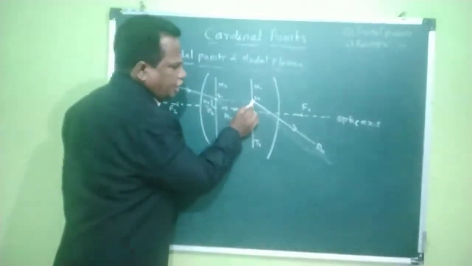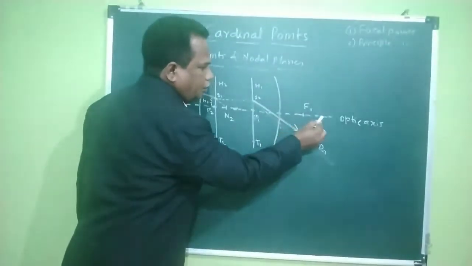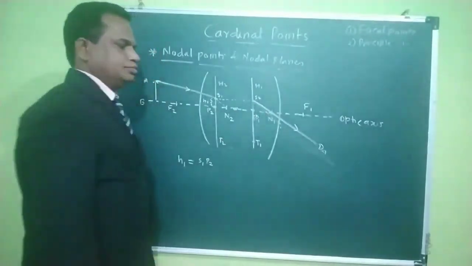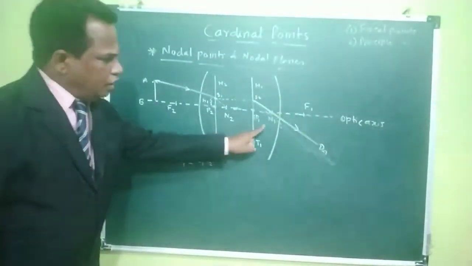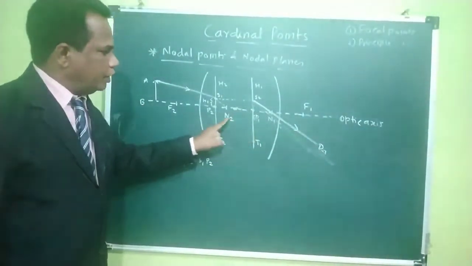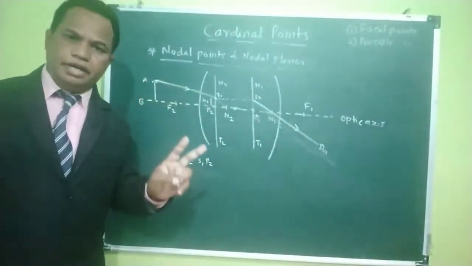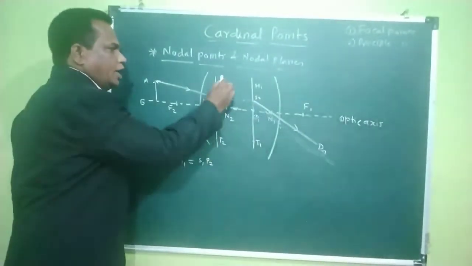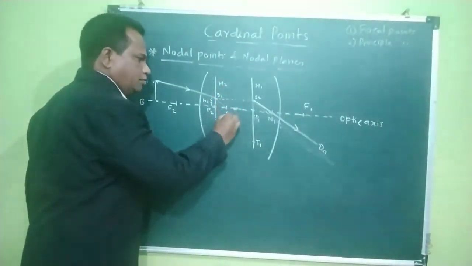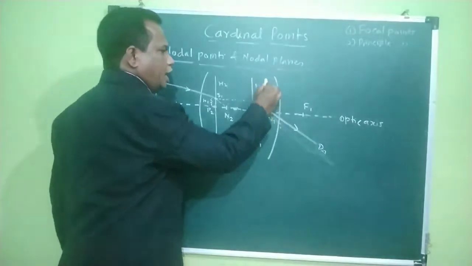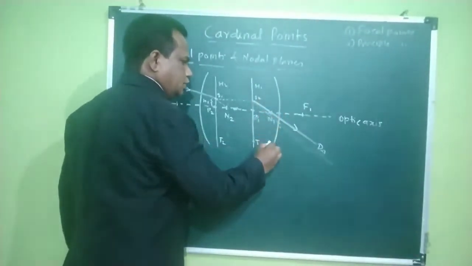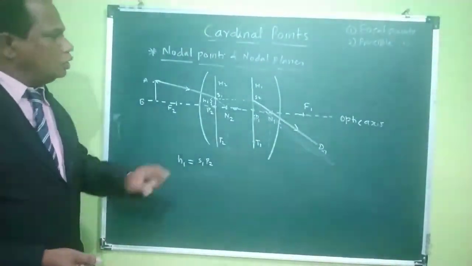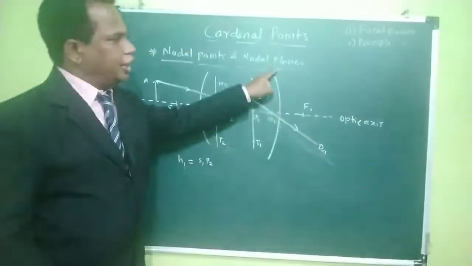Similarly, the emergent ray also touches the optic axis at a certain point. We name this N1. So N1 is the first nodal point, whereas N2 is the second nodal point. Now, if I draw a perpendicular line through the points N2 and N1, then these two dotted planes are known as nodal planes.